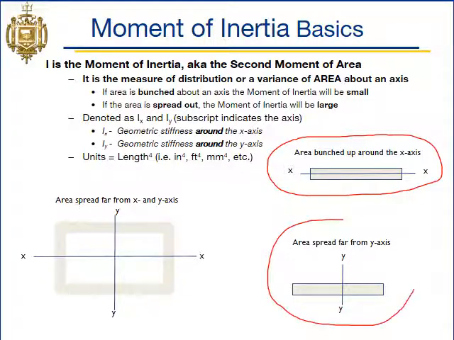So same structural member, but now we're going to examine the y-axis, and we can see that about the y-axis we have a lot of area that's spread far away from the y-axis, right? So our x-axis, everything's real close, right? Everything's just real close to the x-axis, but for a moment of inertia about our y-axis, everything's spread really far. And we know if it's spread really far, we'll have a large moment of inertia. And if we have a large moment of inertia, we know that our object will be relatively stiff.